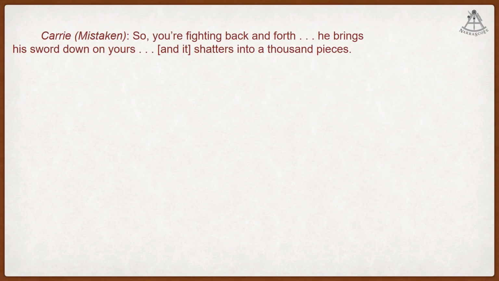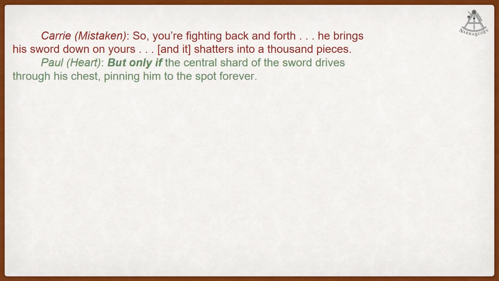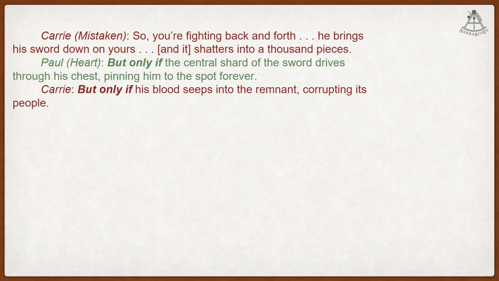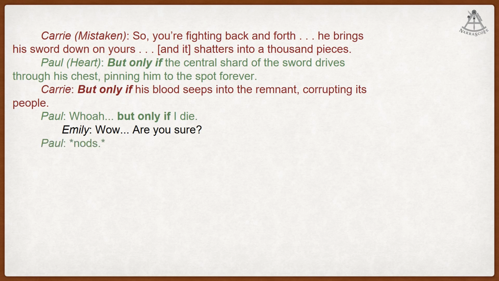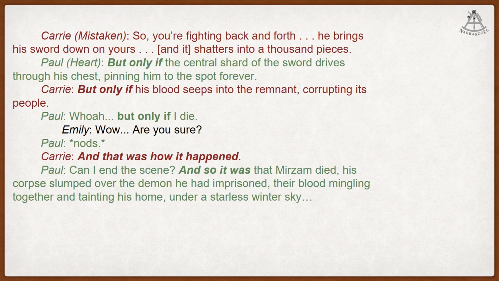Carrie says, "So you're fighting back and forth, he brings his sword down on yours, and it shatters into 1,000 pieces." Paul: "But only if the central shard of the sword drives through his chest, pinning him to the spot forever." Carrie: "But only if his blood seeps into the remnant, corrupting its people." Paul: "Whoa. But only if I die." Emily: "Wow, are you sure?" Paul nods. Carrie: "And that was how it happened." Paul: "Can I end this scene?" "And so it was that Merzum died, his corpse slumped over the demon he had imprisoned, their blood mingling together and tainting his home under a starless winter sky."